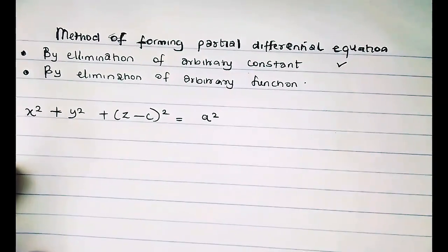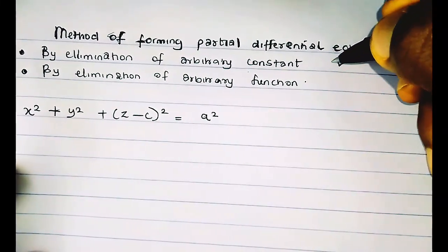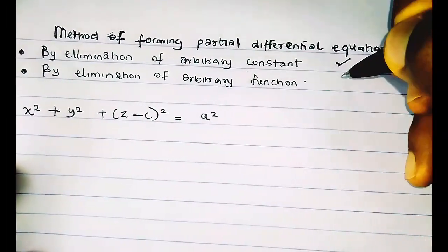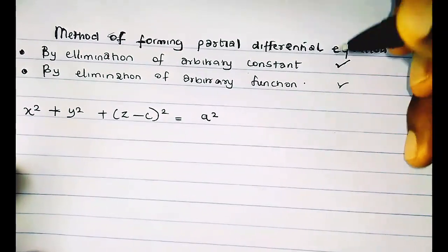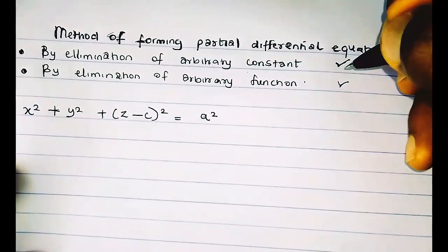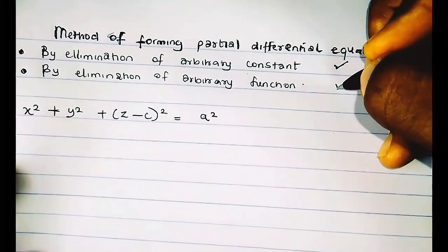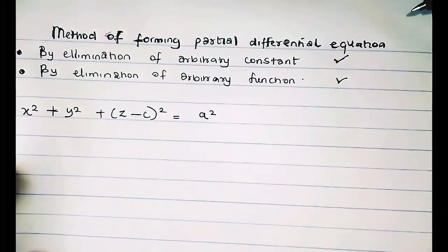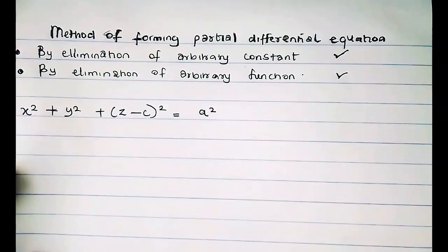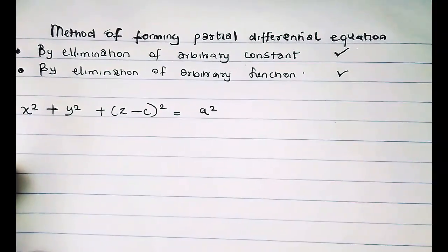Now there are two ways of doing that. Either we can eliminate the constant, or we can eliminate the function. So there are basically two methods: elimination of arbitrary constants, and elimination of arbitrary functions. Now I want to see how to form a partial differential equation by eliminating arbitrary constants.